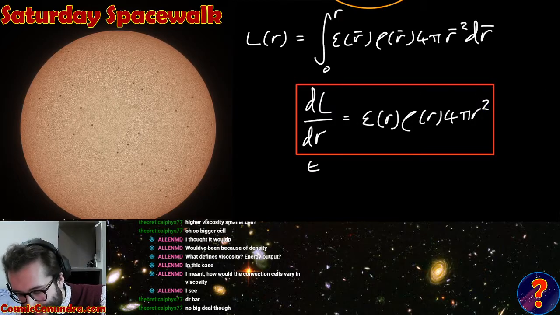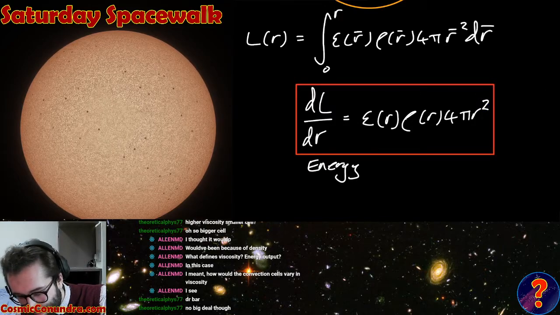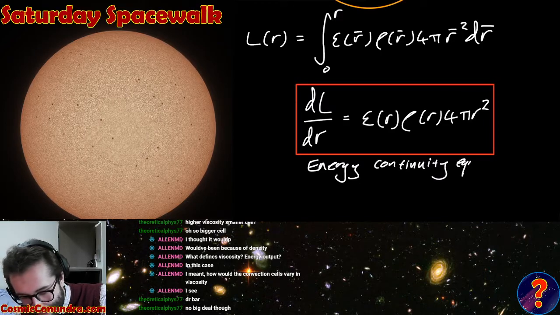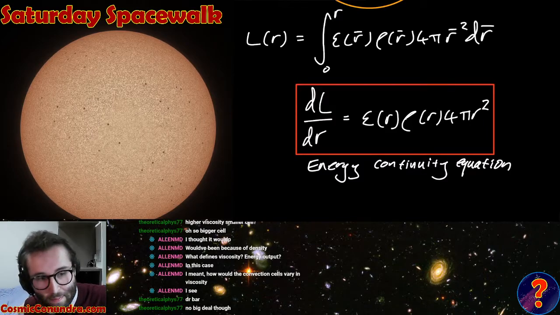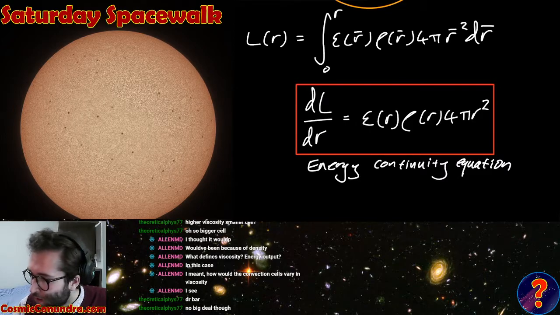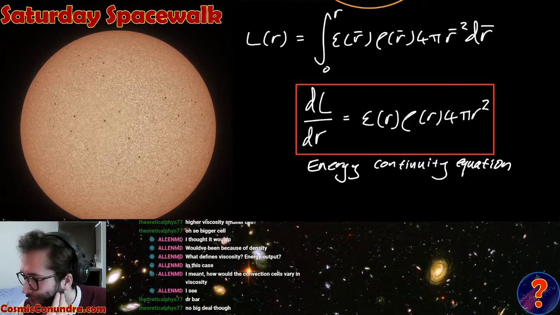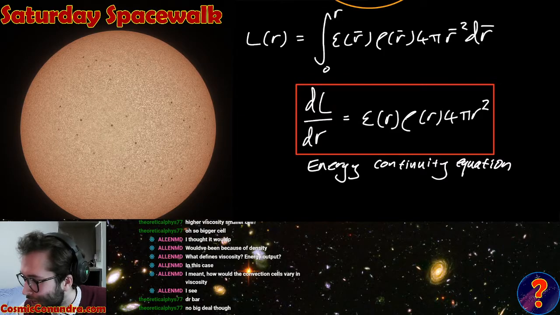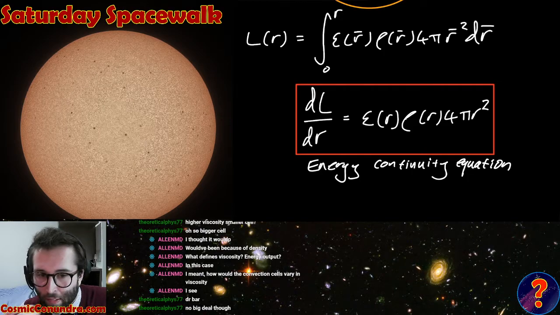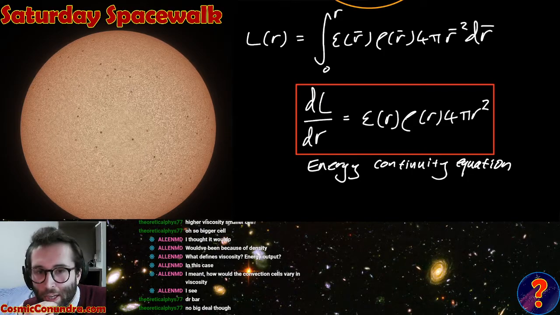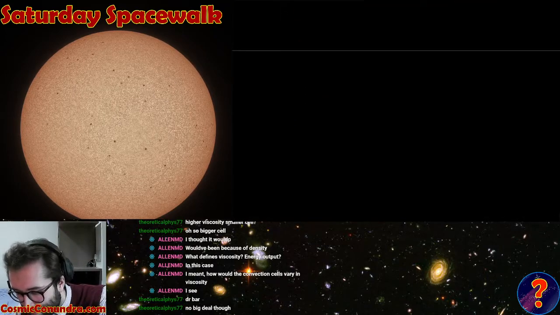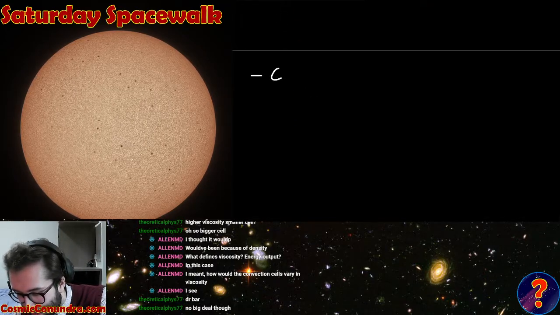So I'm going to call this the energy continuity equation. It probably has another name, but I can't remember it. Okay. All right. So remember, we talked about these three different forms of energy transport: convection, radiation, and conduction. Okay. And we're going to think now about radiation, because this is the most dominant form within the inner part of our sun.